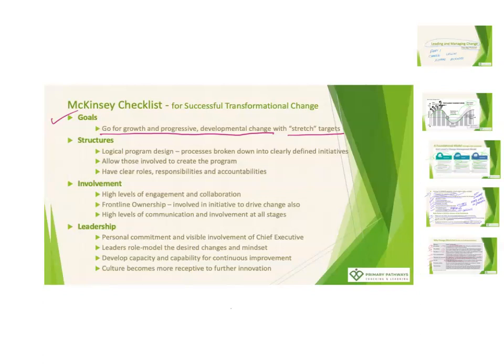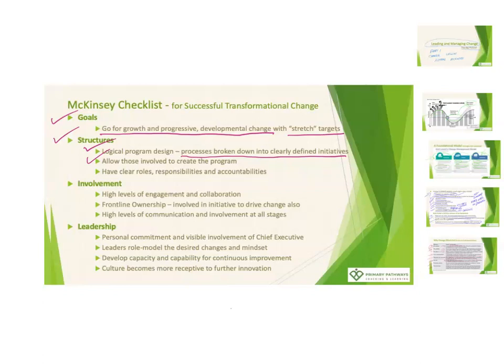The next part of the checklist has to do with structures. So we're looking at things like logical program design. We want to make sure our processes, as much as we can in our change effort, are broken down into clearly defined initiatives so that people can track and understand what we're trying to achieve. Now, you're not going to be able to break down every single element. It's really helpful to have people involved in doing that as well, by the way. That encourages engagement. It also helps us find errors and gaps in our planning. But the other thing is to make sure that people see things that are achievable in the short to medium term and not just the long term.